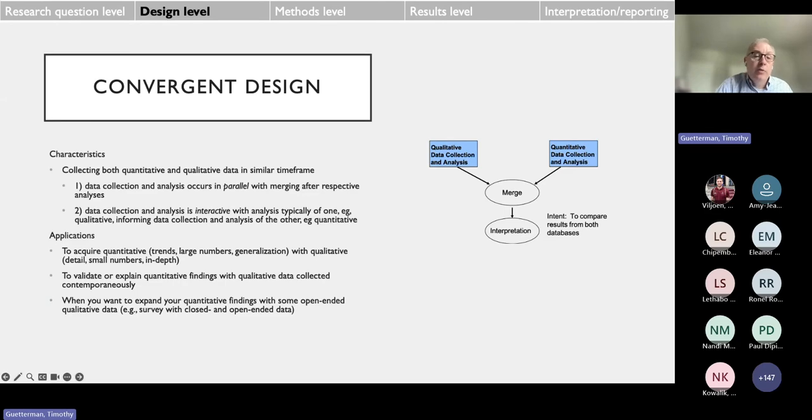Some applications, some reasons for doing a convergent design: we want to acquire quantitative trends, things like large numbers and the ability to generalize, along with the qualitative detail and nuance. That's really what we need for a better understanding. Or maybe we want to validate our quantitative findings with qualitative data that we're collecting in a similar time frame. Or we just want to expand our quantitative findings with open-ended data. Again, it's this intent of bringing them together for a more complete understanding.